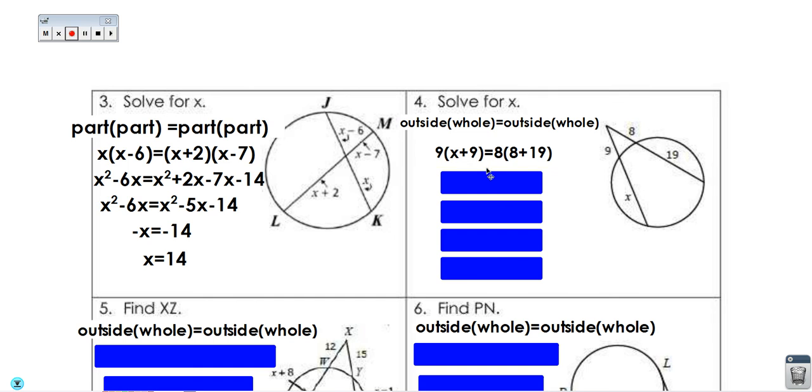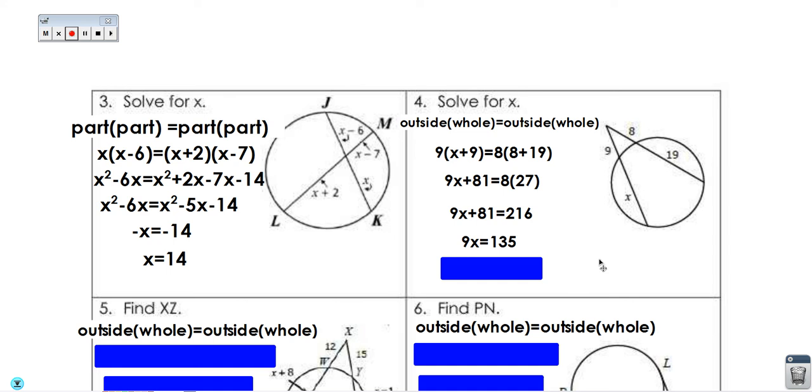So that gives us 9 times x plus 9. Remember, we add those. 9 times x plus 9 equals 8 times 8 plus 19. You can originally say 8 plus 19 is 27 and start right there, but I showed you what that was made up of. So I simplified that, and you get 9x plus 81, using the distributive property, equals 8 times 27. Then you get 9x plus 81 equals 216, and you should be able to solve that from there. I'll give you a second to do so. And you end up with 9x equals 135, and then you have x equals 15.